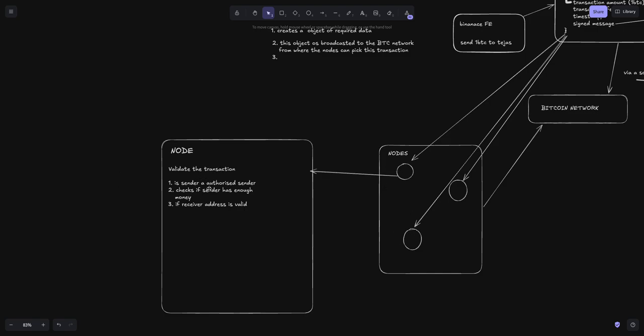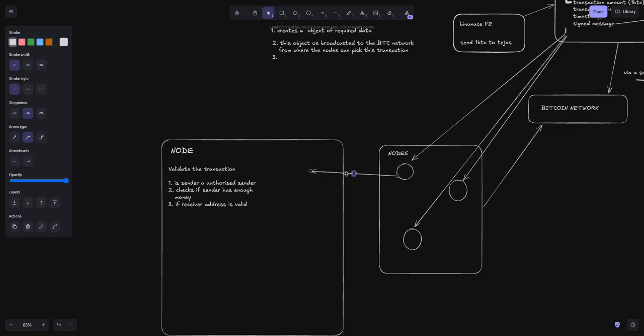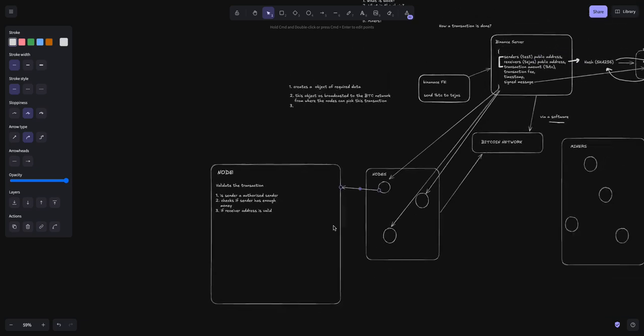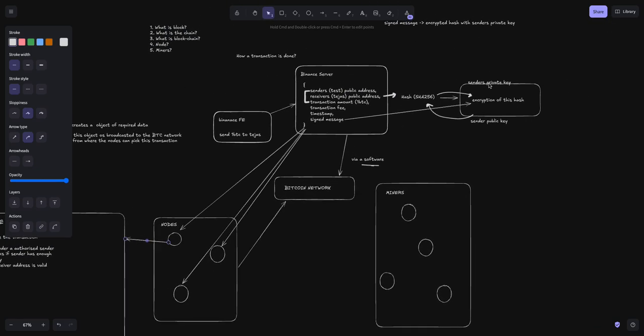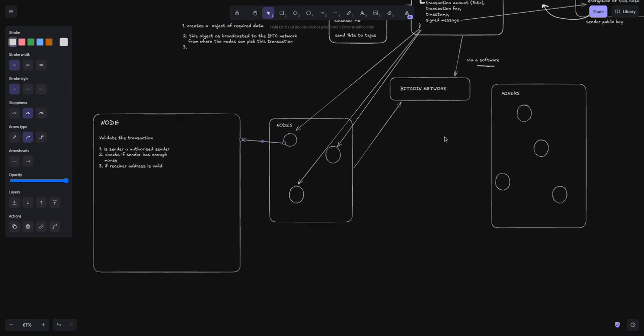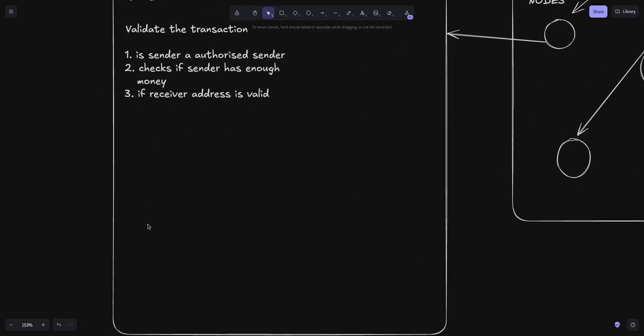So validating the transaction: is the sender authorized? How is it done? Now this is very important, and you should understand this. This is a basic, right? Now you will know how the sender's private key is important, and how the sender's public key is important. For this, you should already know what encryption, decryption and hashing are, and how they are different. Now we will talk about how the steps are done. This is nothing but a blueprint. We will talk about exactly how it is done.